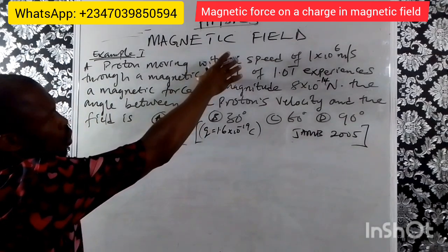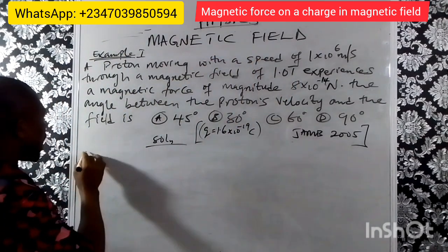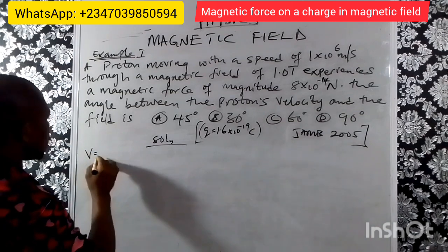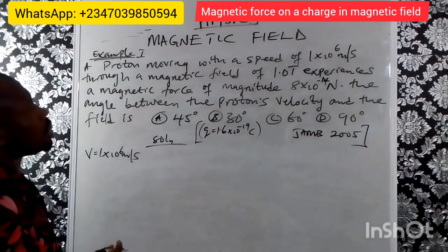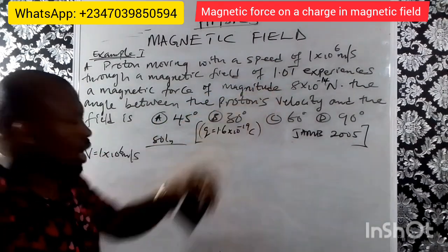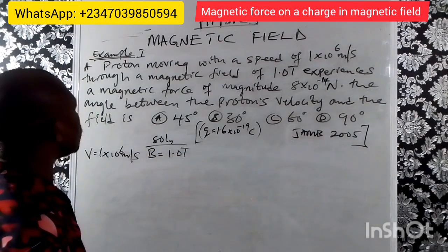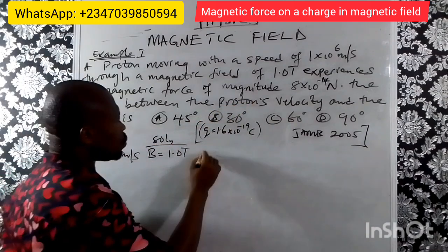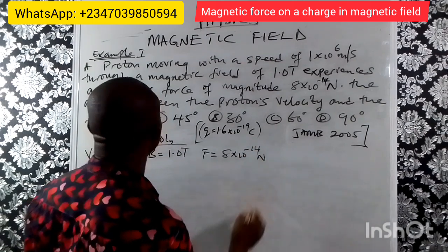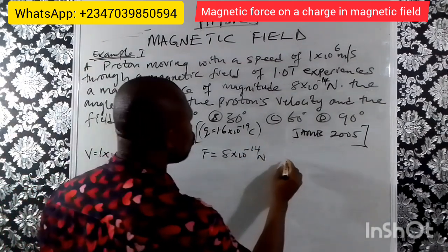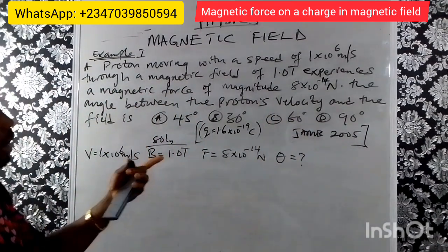The first thing we do is to bring out the parameters given to us. They said that the speed V is 1 times 10 to the power 6 meters per second. The flux density B is 1.0 Tesla. The magnetic force experienced, F, is 8 times 10 to the power minus 14 newtons. Then the angle between the proton's velocity and the field is what we are looking for.